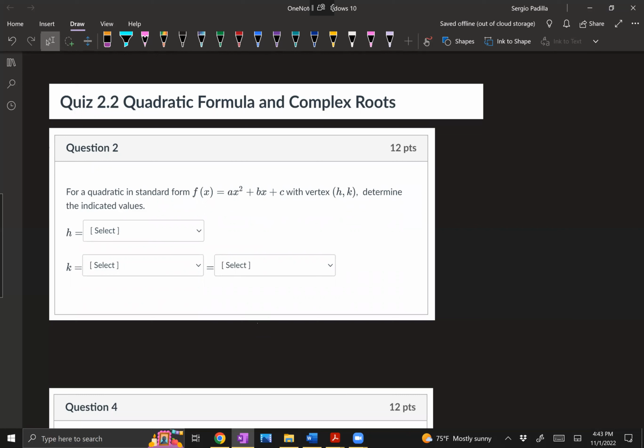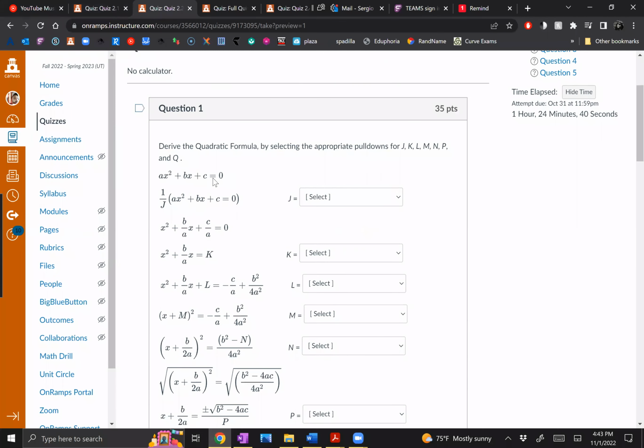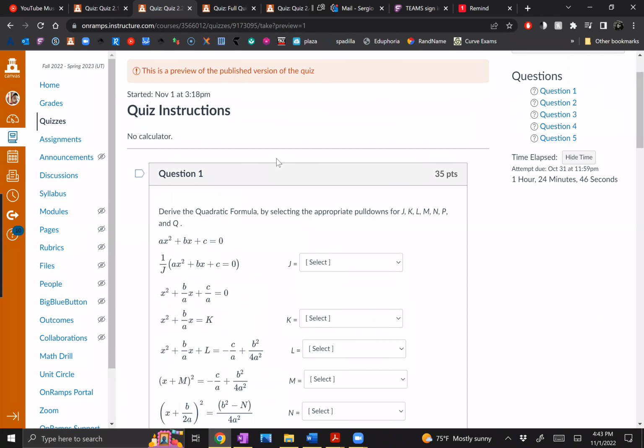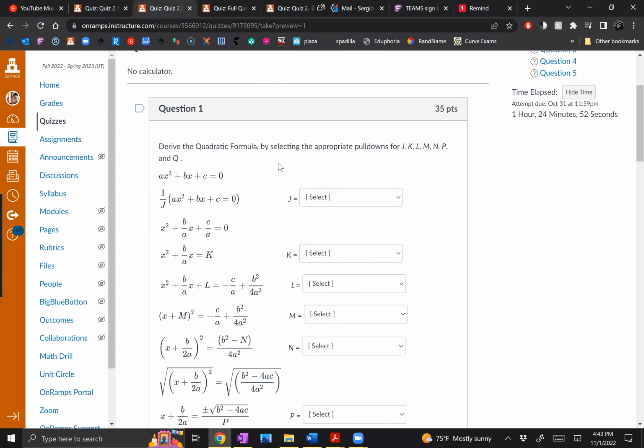This one's the quadratic formula and complex roots one. The first question on this one, everyone, is following what we did in the exploration 2.2.2, I think it was, where we actually derived the quadratic formula.